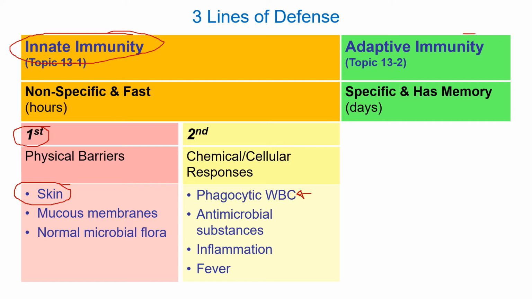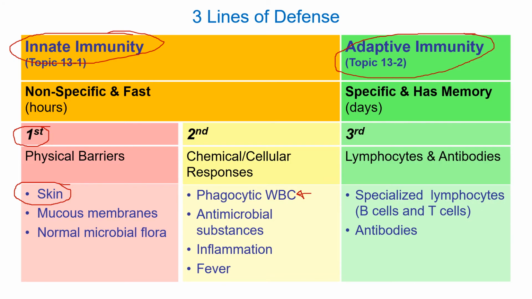Next lecture, topic 13-2, we will be talking about adaptive immunity. This is something that has memory, and it learns. It's an evolving part of your immune system. So you get exposed to something the first time you get sick, maybe the second time you don't get sick because of the memory of this immune system. And it tends to be a little bit slower. We're talking about days. So this involves specialized cells, B cells and T cells, and something we've already talked about called antibodies. So more on this later.